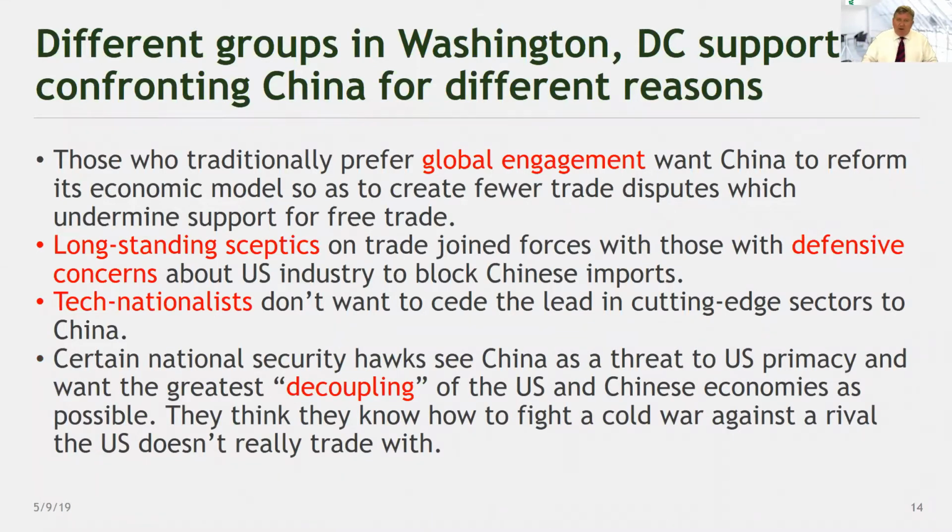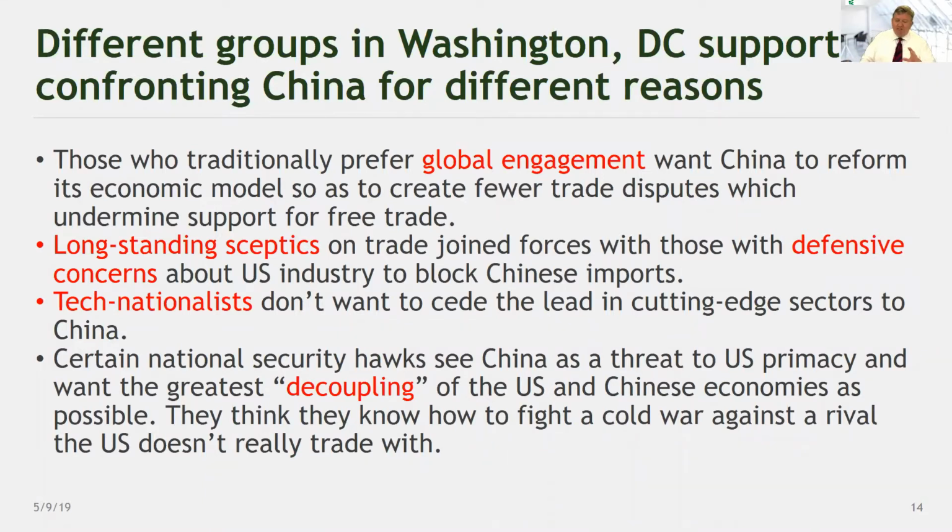The fourth group are another group who are supporting President Trump on this, and these are what you might call the national security hawks. And these national security hawks see China as a threat to the United States' primacy in the world. And they want to decouple, that's the phrase they use, decouple the US and the Chinese economy. And they want to see the separation of these two economies as far as is possible. Now, it seems the underlying logic behind this national security view is that if these economies can decouple, it's easier to win what could become another Cold War between the United States and China. Maybe the thinking here is that the Americans knew how to win a Cold War against the Soviet Union, which it didn't trade much with, and once they get in that position with the Chinese, they can do the same.